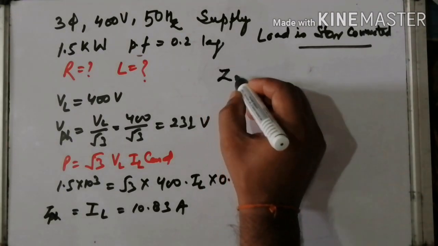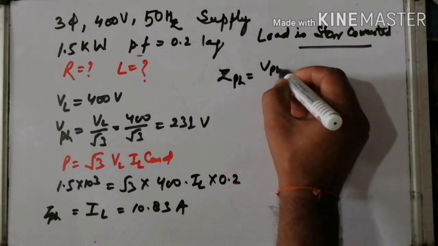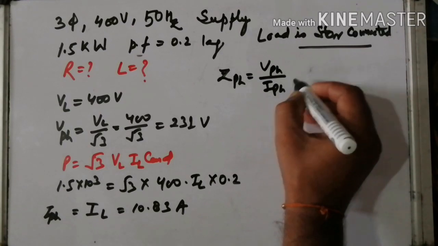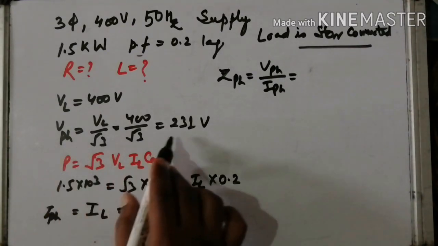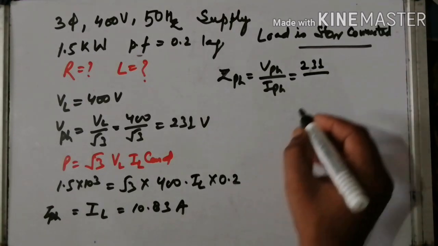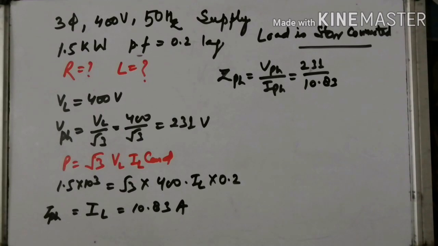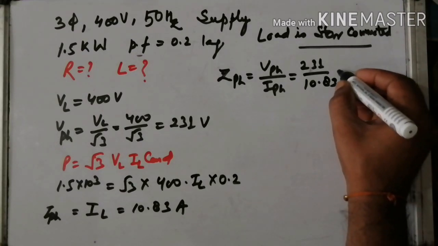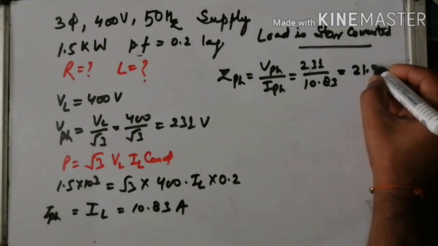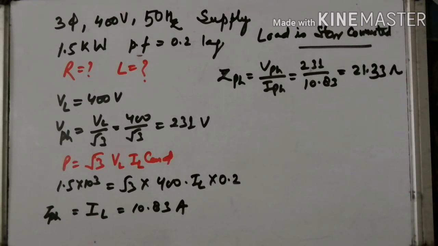Now we can calculate ZPH, which is nothing but VPH divided by IPH. VPH is 231, IPH is the same, that is 10.83. Right? It is 21.33 ohm. This is the value of ZPH.